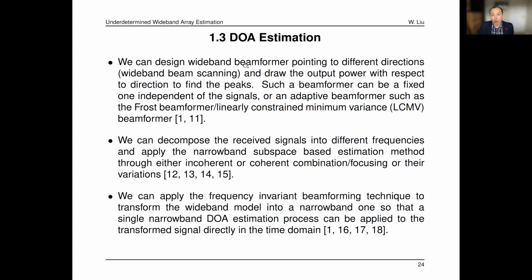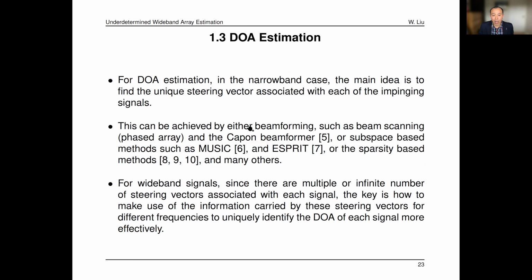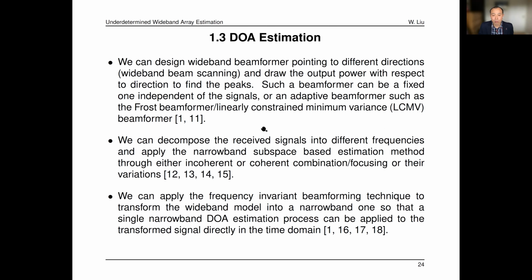Certainly, we can design a wideband beamformer pointing to different directions, like wideband beam scanning, or draw the output power with respect to direction to find the peaks. That's a classical approach. Such a beamformer can be fixed, independent of the signals, or adaptive, like the Frost beamformer or linearly constrained minimum variance beamformer, the LCMV. Basically, this is a counterpart of the Capon beamformer in the narrowband case. We can also have the so-called generalized sidelobe canceller, GSC, which is also for wideband adaptive beamforming.